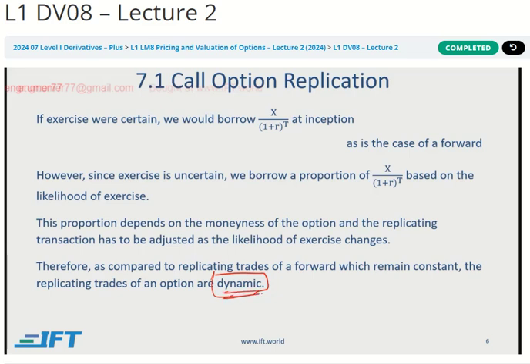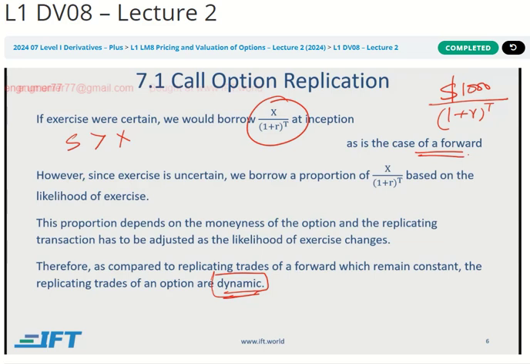So if exercise was certain, which means if the spot price for sure was going to be above the exercise price, we could very easily just borrow money and buy the asset, right? And if we have to, let's say, pay $1,000 for the asset after a few days, then what you need to borrow right now is this much. And this would be in the case of a forward.